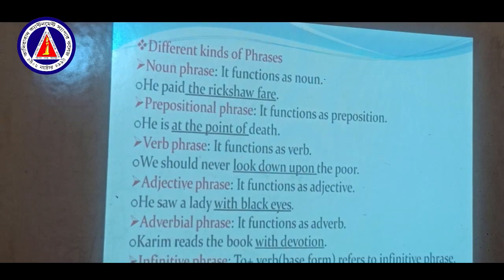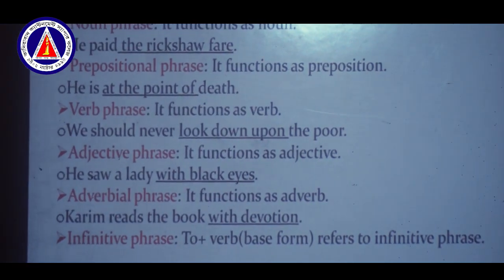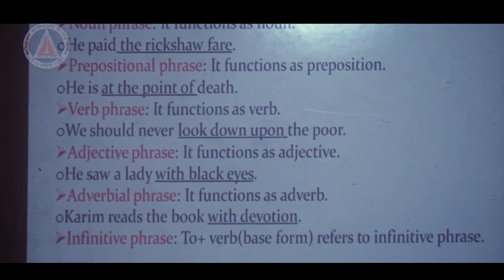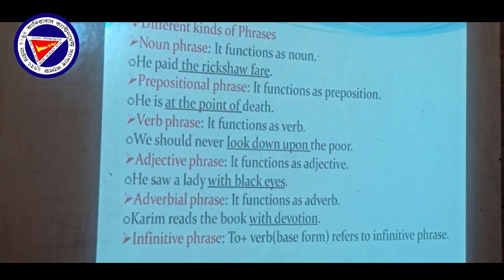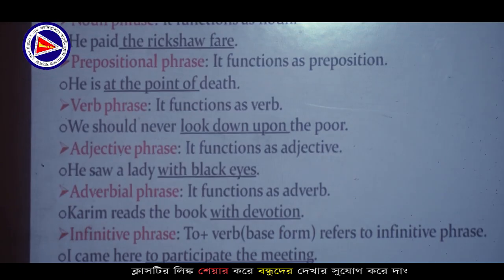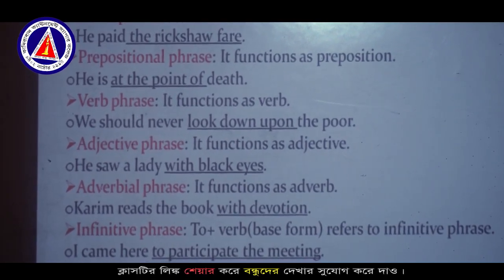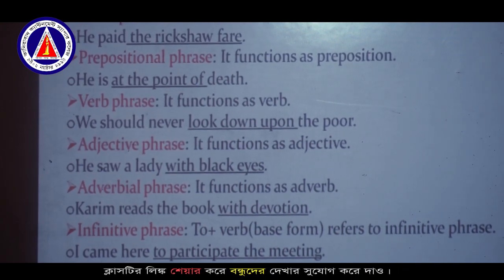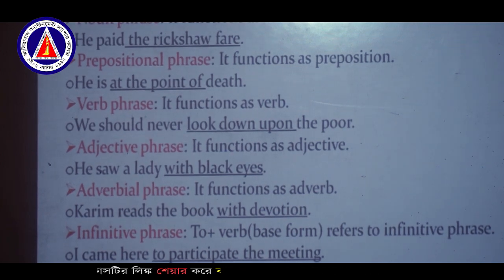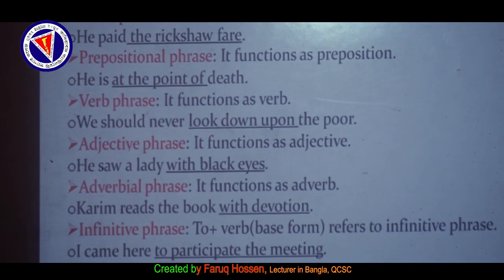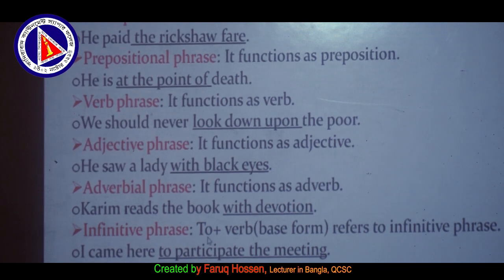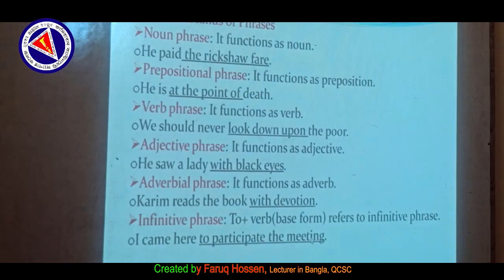Next, infinitive phrase. First we have to understand what an infinitive is. Remember, an infinitive is a non-finite verb. To make an infinitive, we need to add to and the base form of the verb. So to plus the base form of a verb refers to an infinitive phrase. Now a question may arise, why should we understand the infinitive phrase? An infinitive is something that talks about the purpose of something. So here is an example. I came here to participate in the meeting. So why did I come here? I came here just to participate in the meeting. That's why to participate in the meeting is an infinitive phrase.